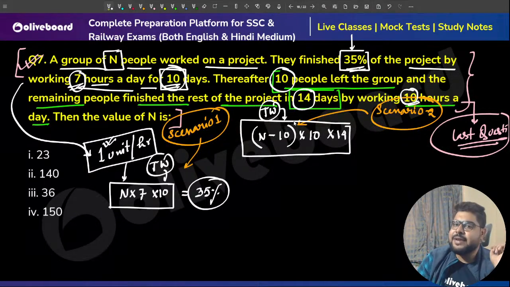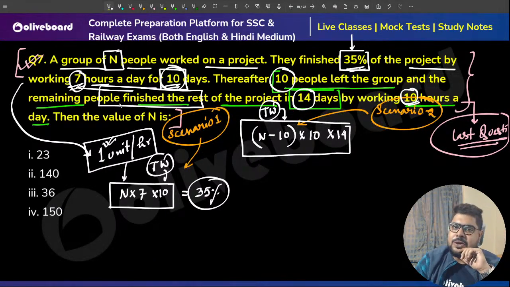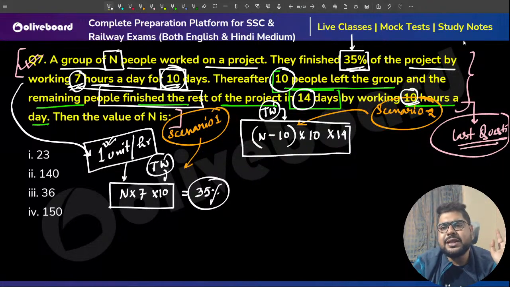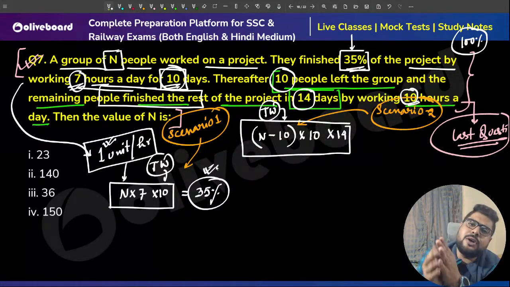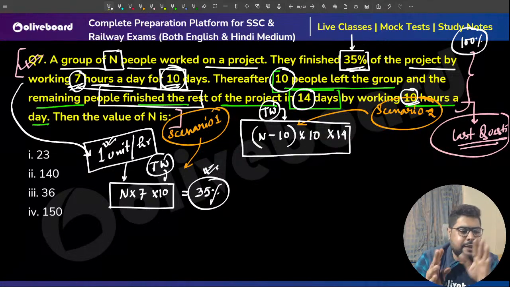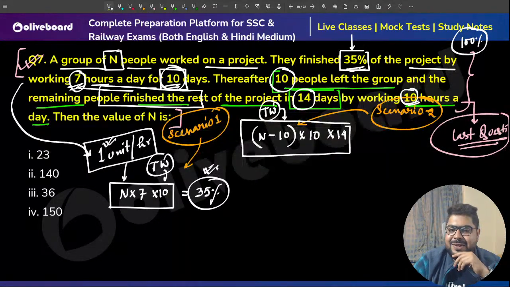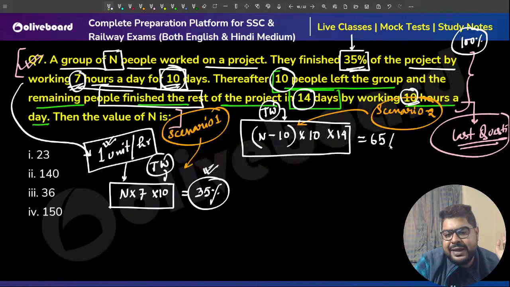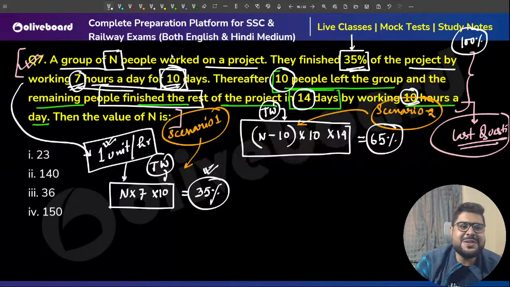Now it is given that they have completed or finished the job. That means total job is nothing but 100%. And 35% was already done in the first 10 days. So what will be the remaining part, sir? This must be then the remaining 65%, sir. Absolutely. Then you just do the calculation.